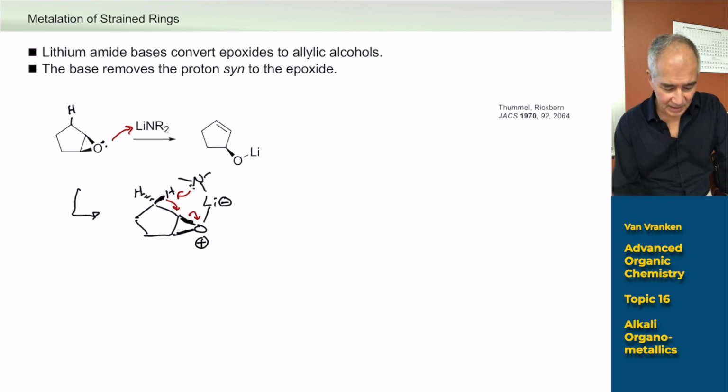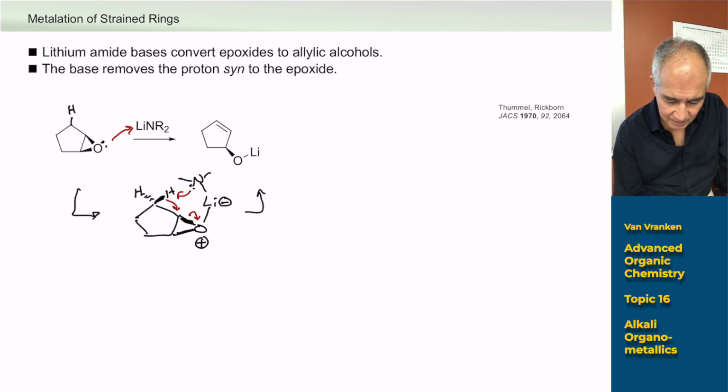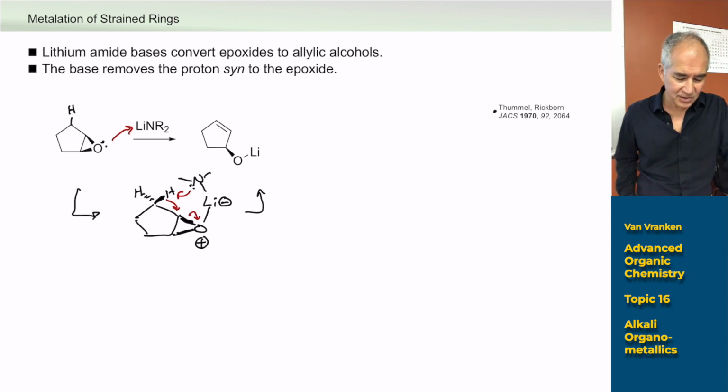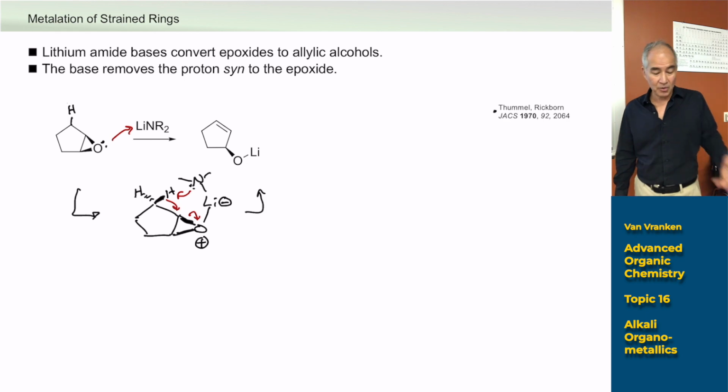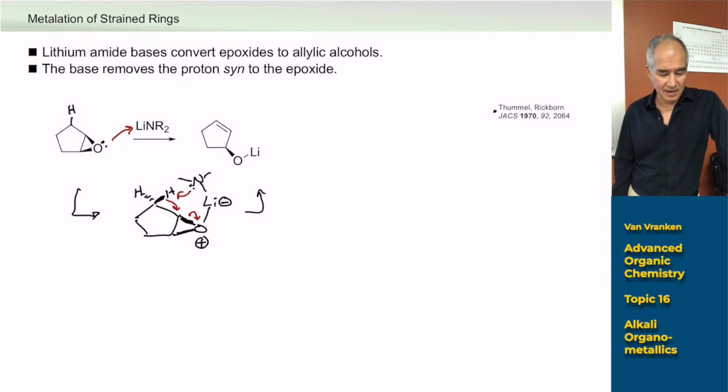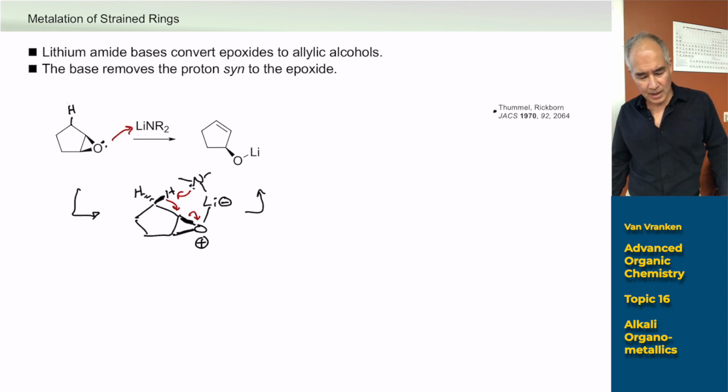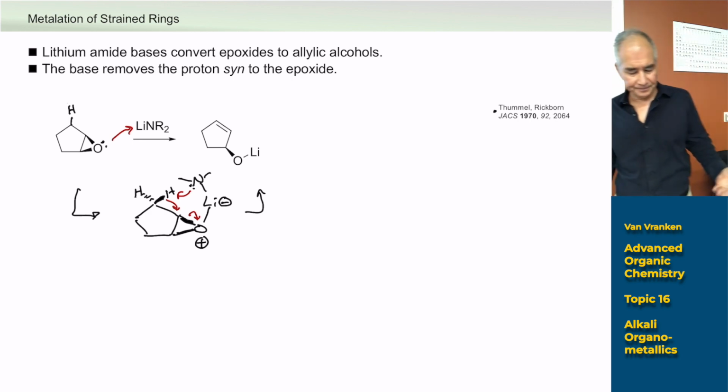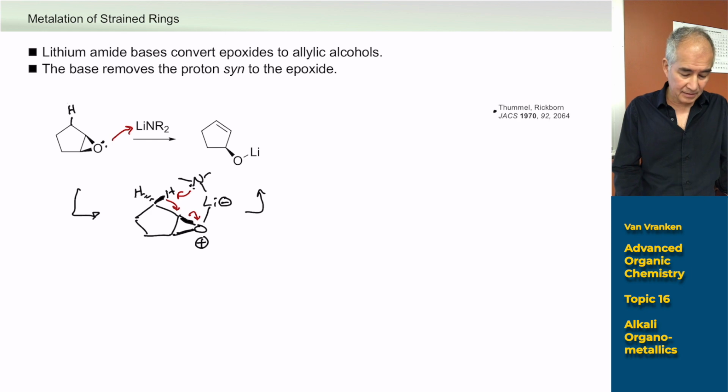Nobody knew this was a syn elimination until Thummel did some deuterium labeling studies to show that it's the H that's on the same side of the epoxide. And that shows that the oxygen-lithium cyclic transition state is critical for this reaction to occur successfully. Okay, so you can deprotonate, you can do eliminations with epoxides. The strained ring wants to open, and it's a syn elimination.